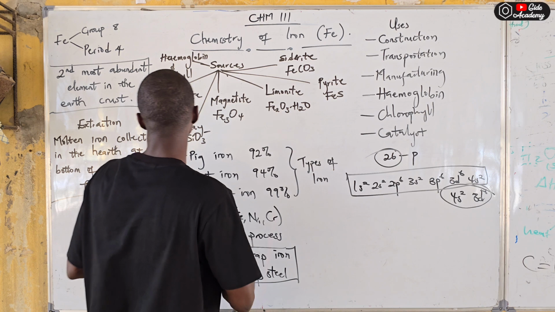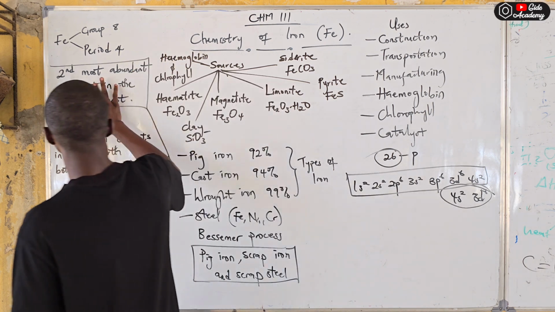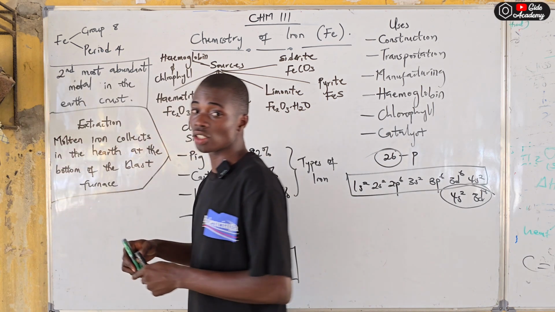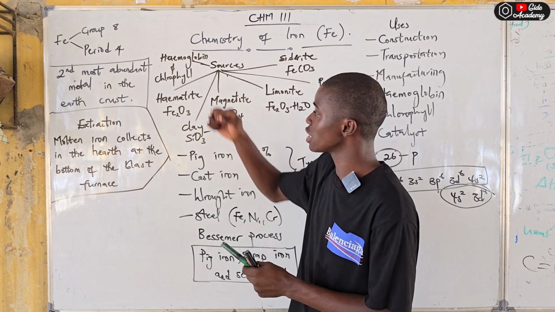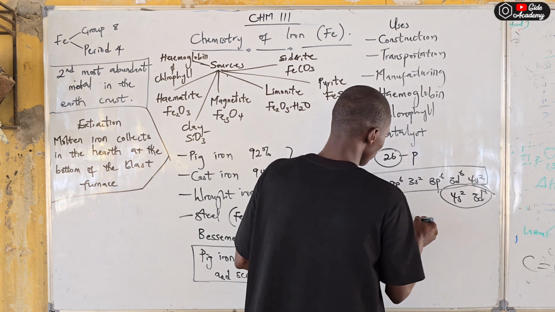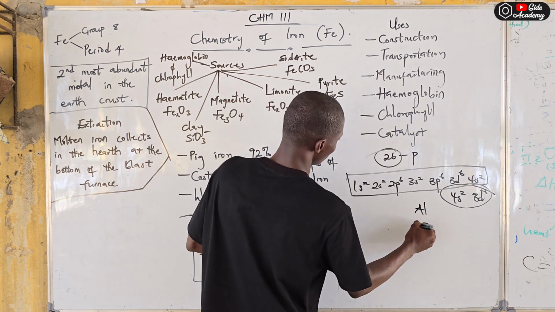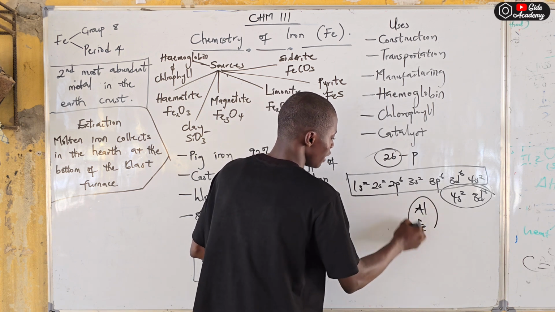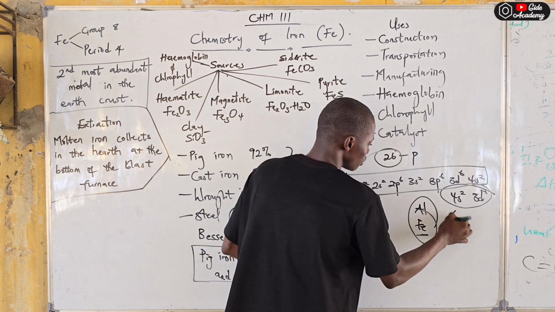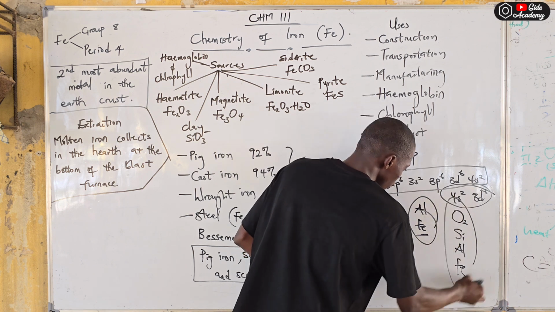Iron is the second most abundant metal in the earth crust. So if iron is the second most abundant metal in the earth crust, what is the first metal? The most abundant metal is aluminium, followed by iron. Then in terms of elements, iron is the fourth most abundant element. The first element is oxygen, followed by silicon, followed by aluminium, then followed by iron. So please take note of this sequence.